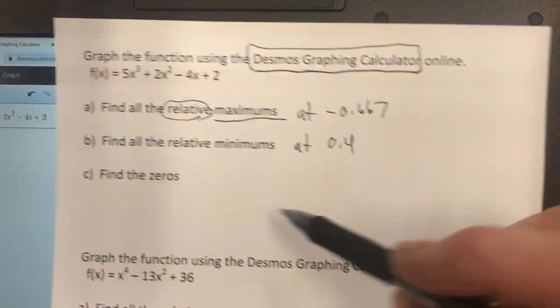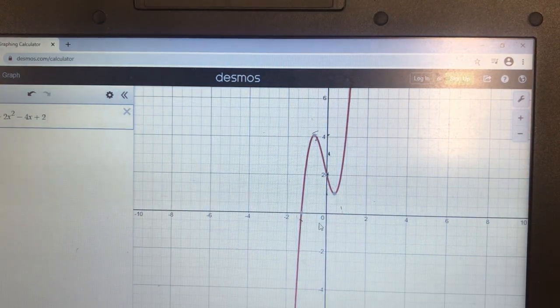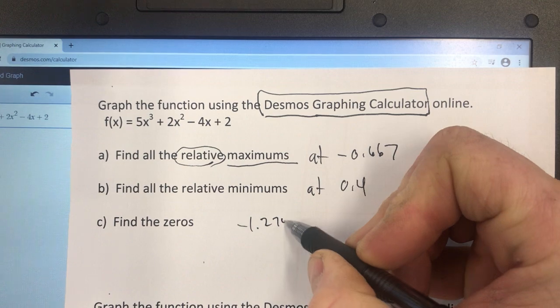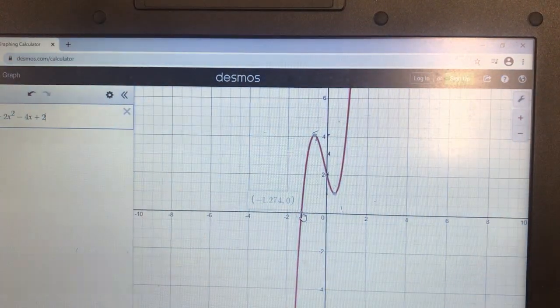That says find the zeros, and there's only one zero on it right here. So just take your cursor over there and click on it and look at it. There it is. That's my zero, negative 1.274, comma 0. It's the only one we have. So that's how you do this. All right, let's go to the next one now.